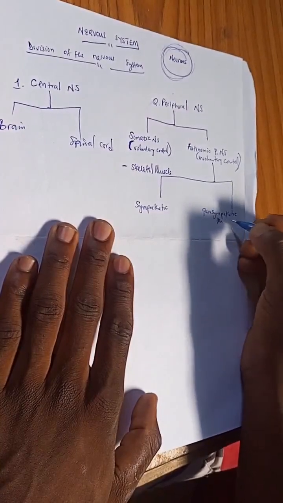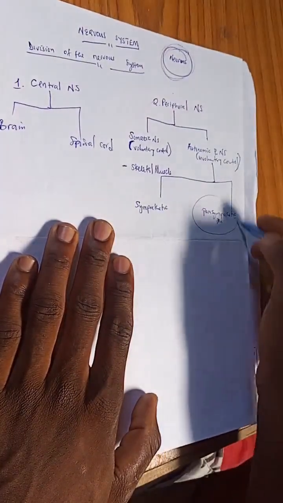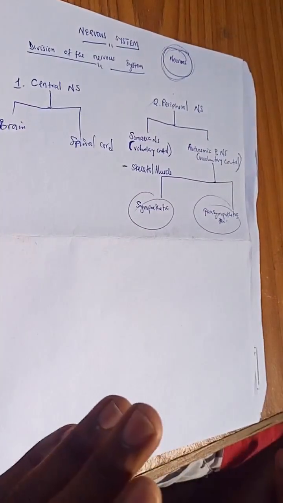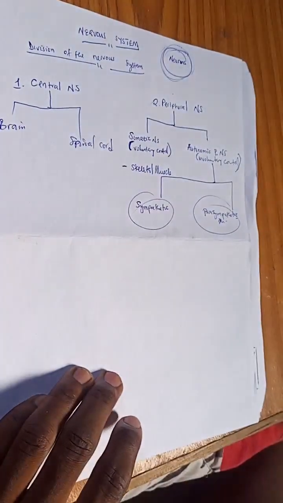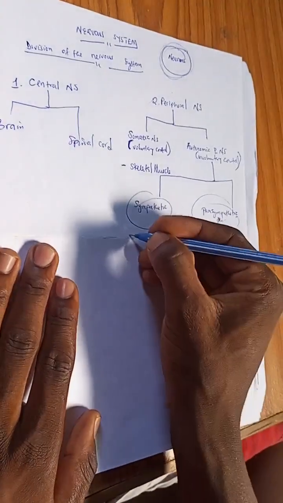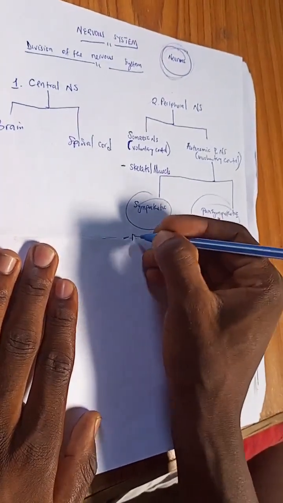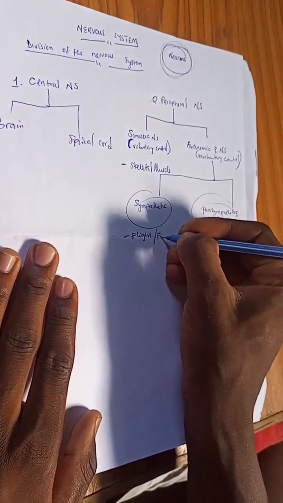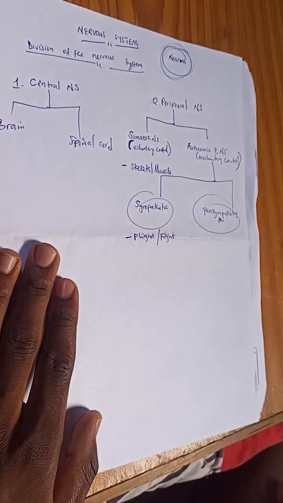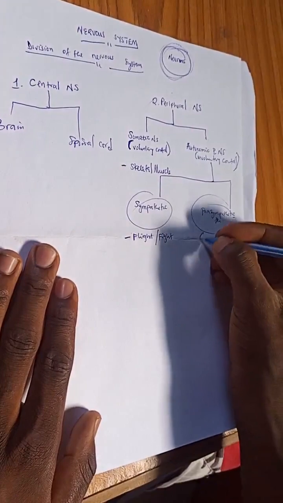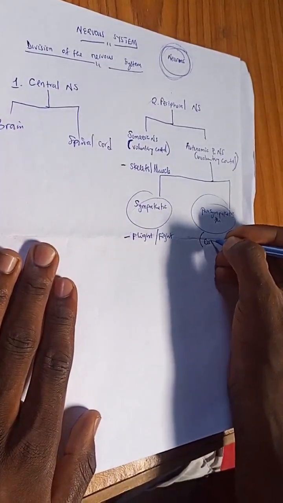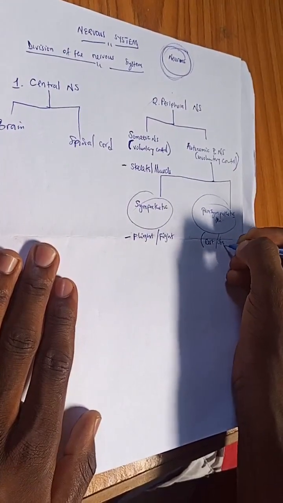Parasympathetic autonomic nervous system. These two. So sympathetic. Remember, we are talking about things that you can't control. In the sympathetic, this is involved with fright or fight. Then the parasympathetic autonomic peripheral nervous system is involved with rest and digestion.